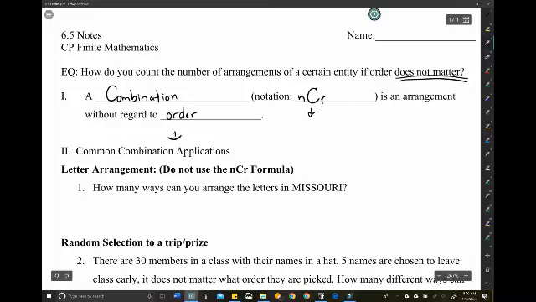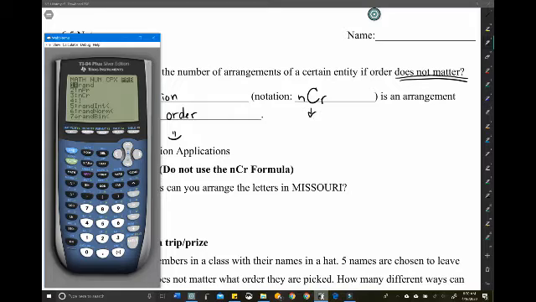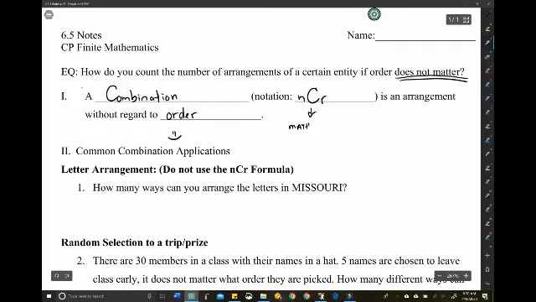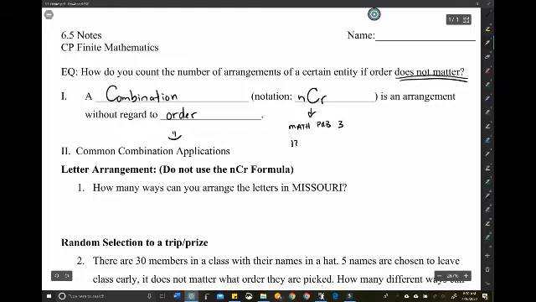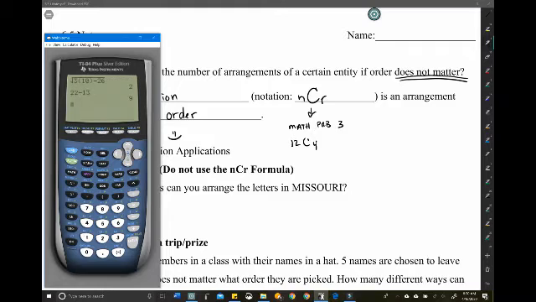In general, for nCr, if you want to use the calculator, it's in the same place: Math, over to PRB, and 3 this time. It follows generally the same idea. If you have just an application like 12C4, you can just type that in and find your value. So 12, Math, PRB, C, 4 is 495.